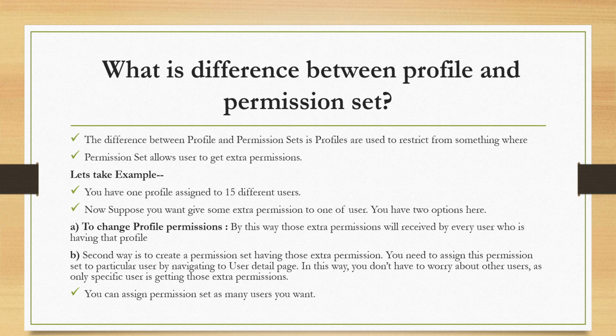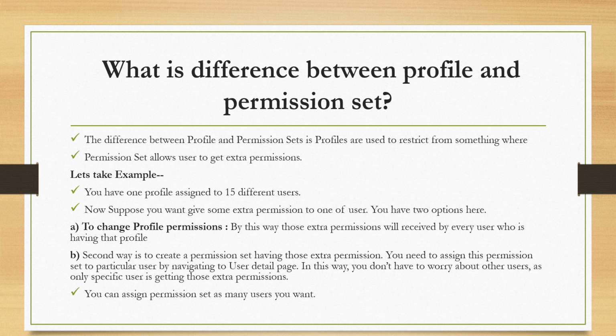Okay, so first we will see changing profile permissions. In this way, those extra permissions will be received by every user. Suppose one profile is used for 15 users, users A to Z are there, and you want to give extra permissions to user D. How will you do that?